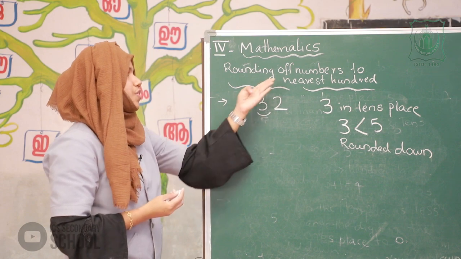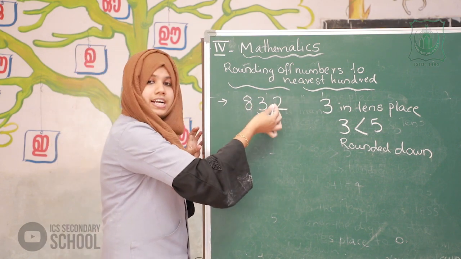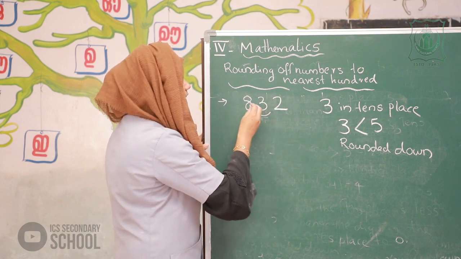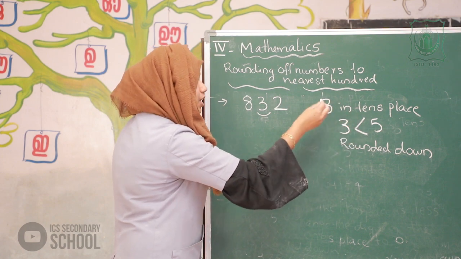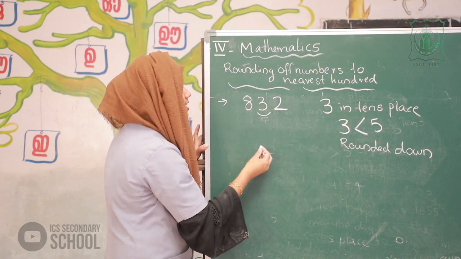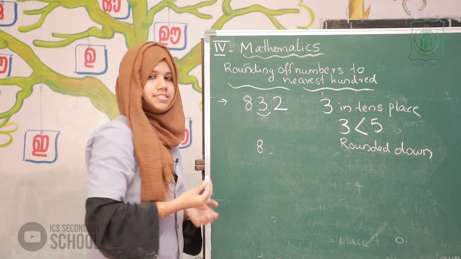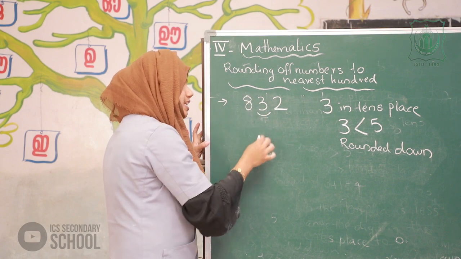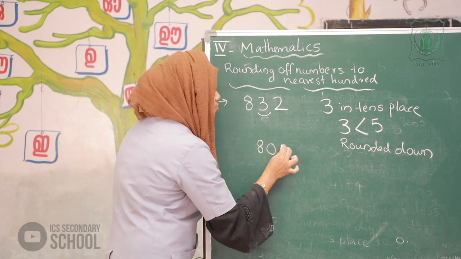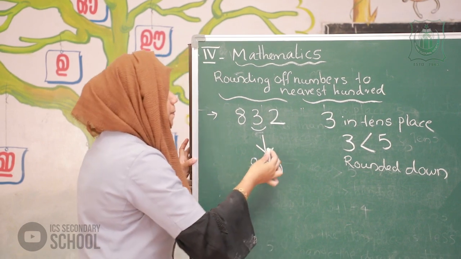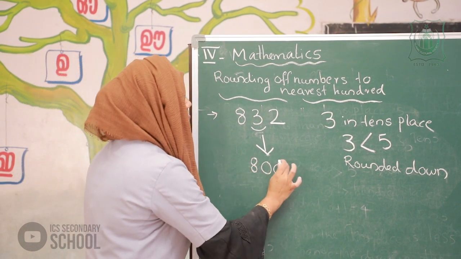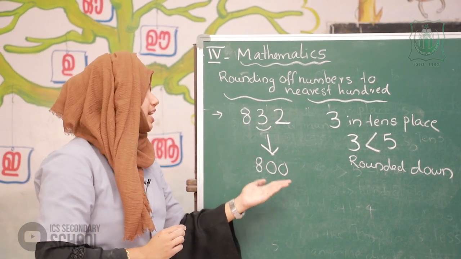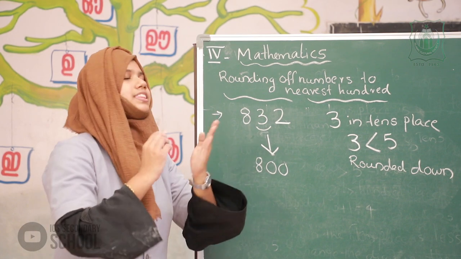Next, you have to find the nearest hundred of 832. It is rounded down, below the 5, so there is no change in the 100 place. That means write 8 and the other places are changed to 0. And this is the nearest hundred of 832.